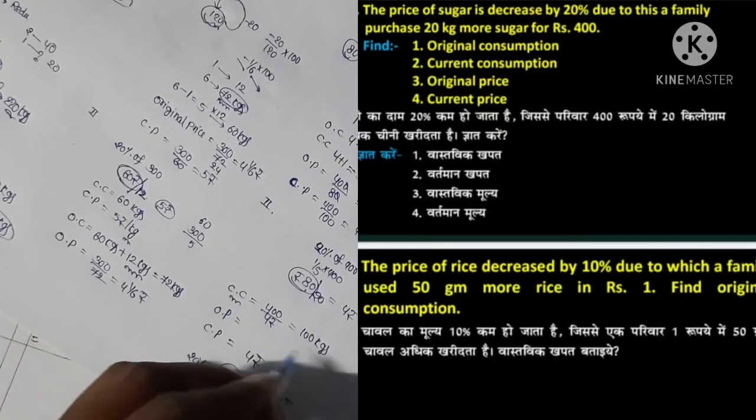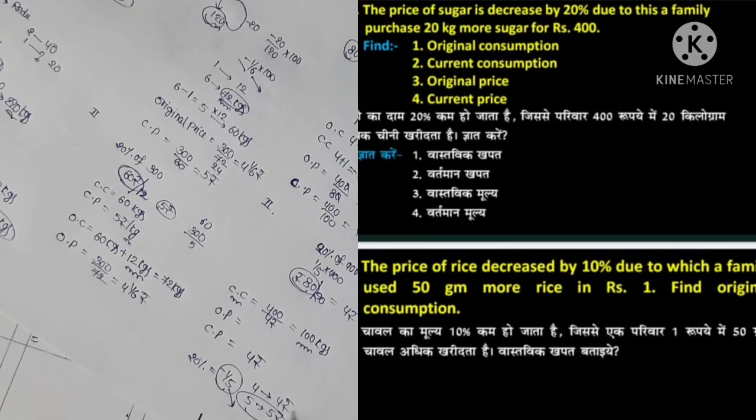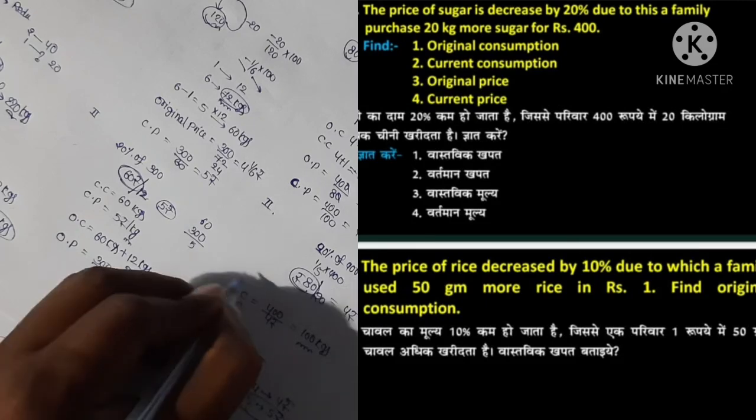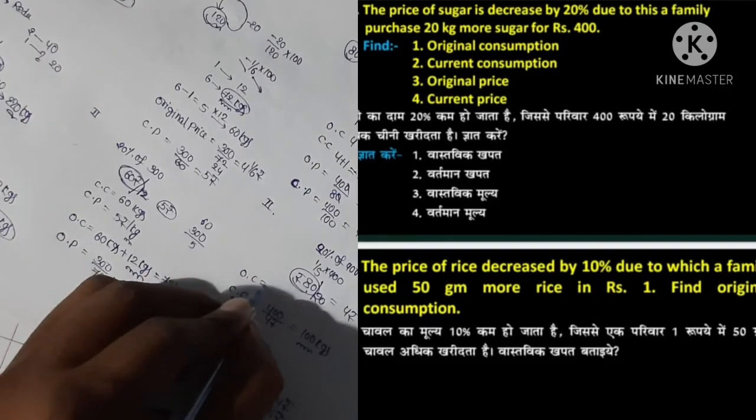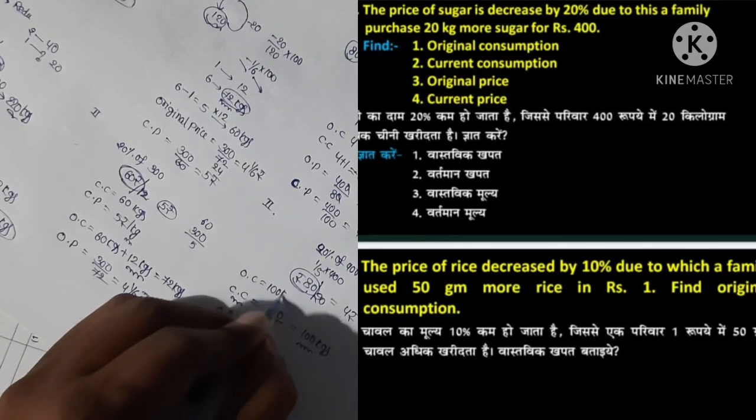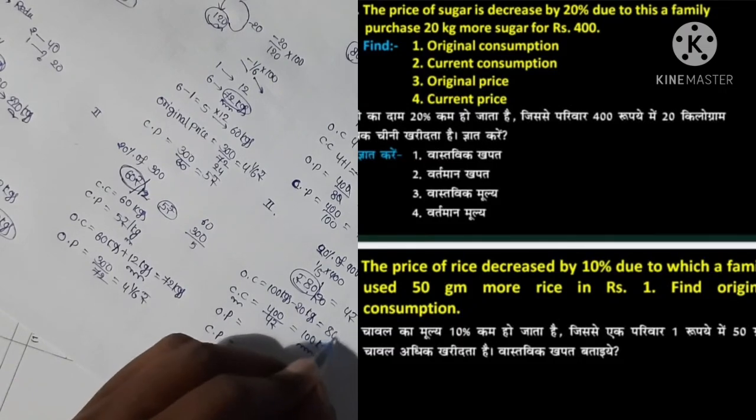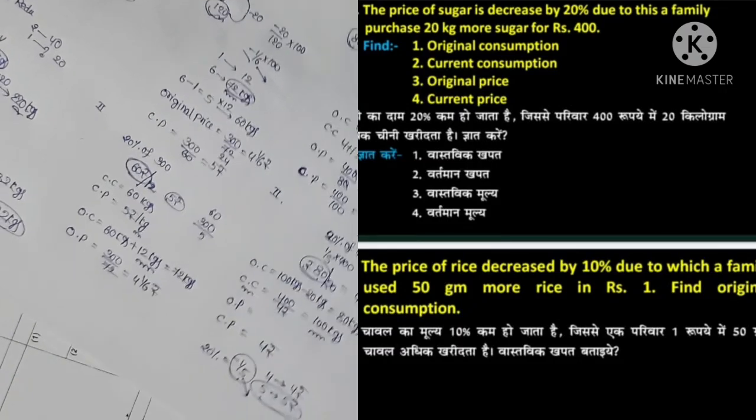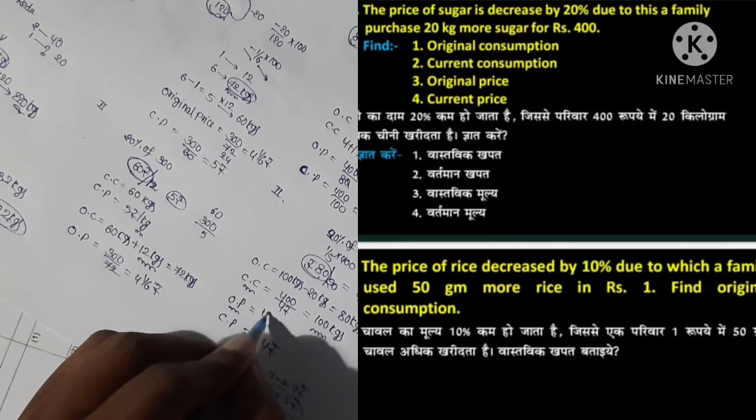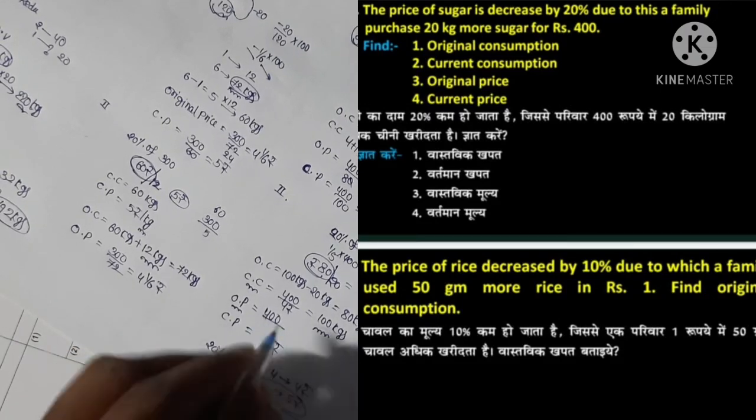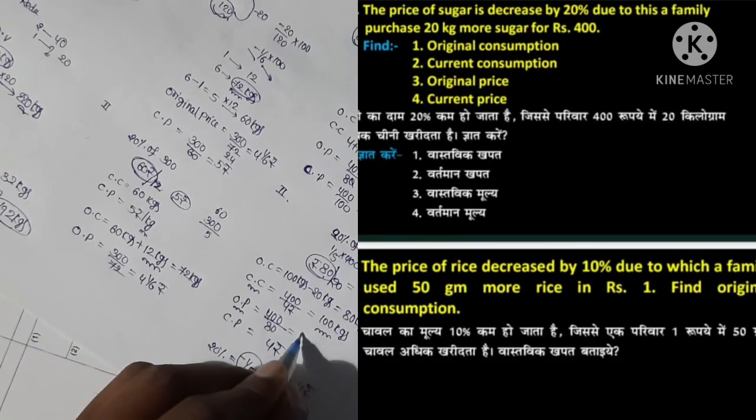The current consumption is 80 kgs. The price of sugar is decreased by 20%, due to which a family purchases 20 more sugar. That means the original consumption is 100 kgs minus 20 kgs. So value is 80 kgs. So original price is 400 by 80. So value is 5 rupees.